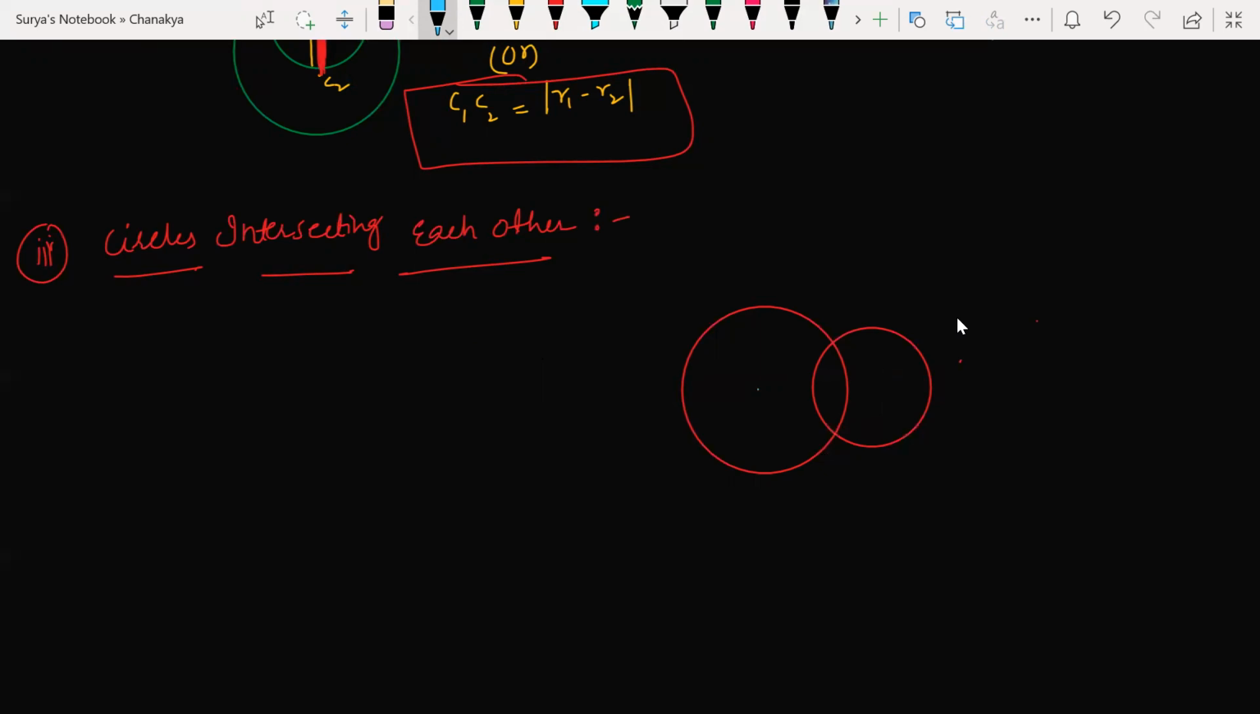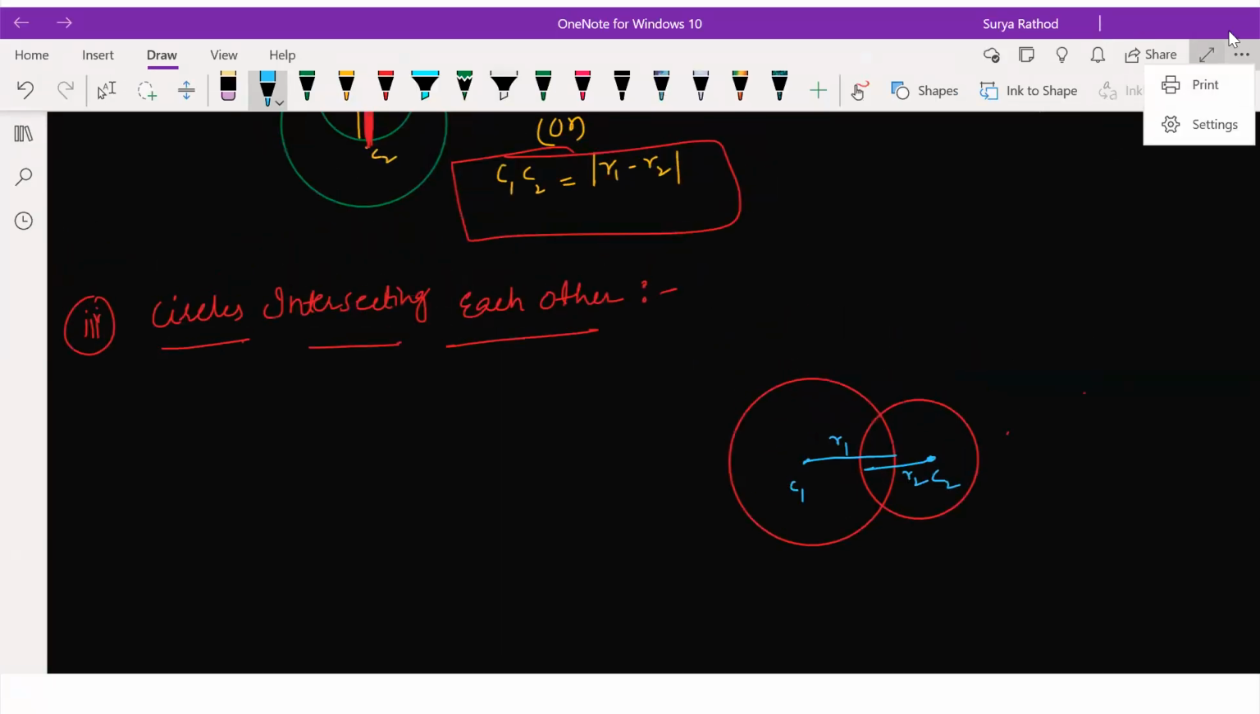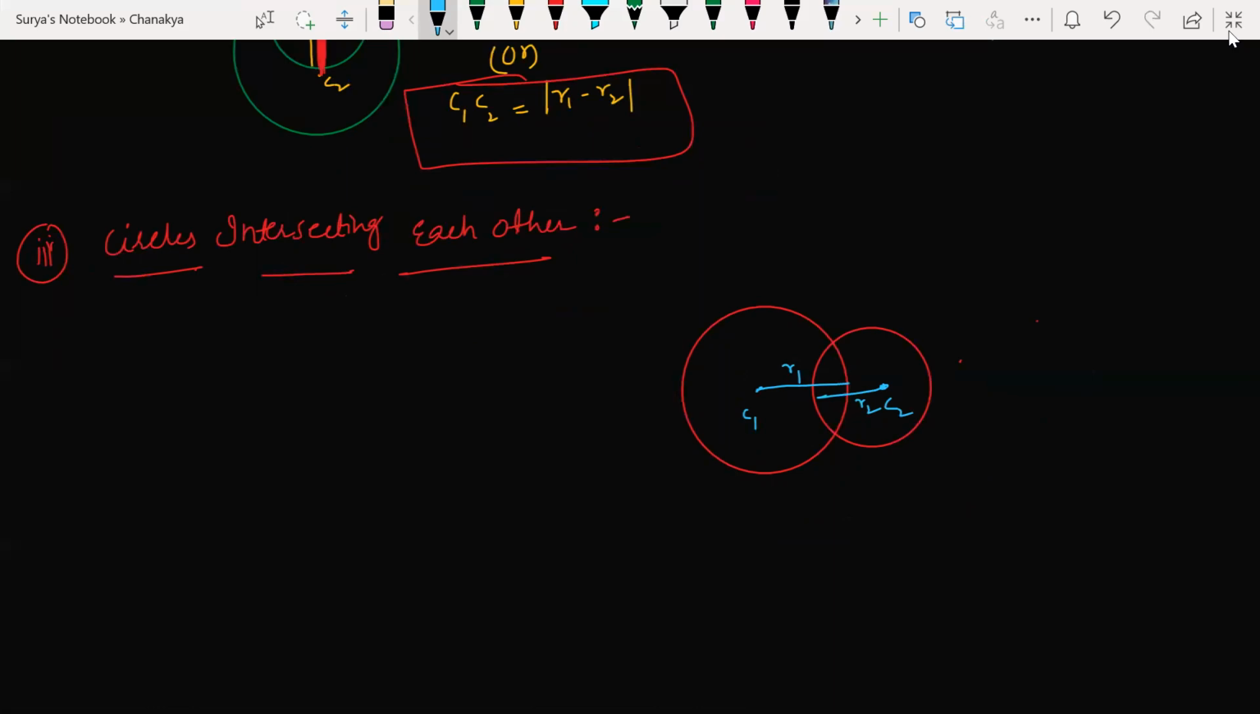Come on. Let's say this is my center 1, this is my center 2. In fact, this is going to be my R1, and this is going to be my R2. Tell me guys, what can be the condition? Imagine. How many tangents could we draw here? How many tangents can we draw commonly? You have to respond.